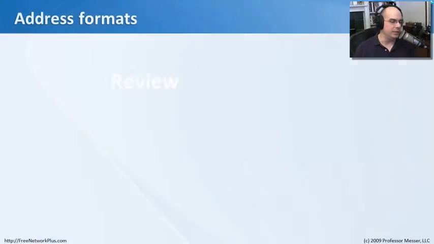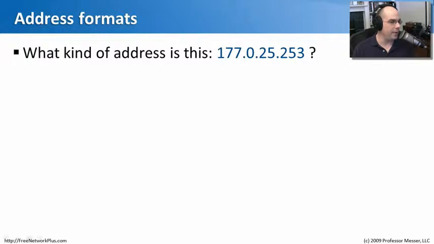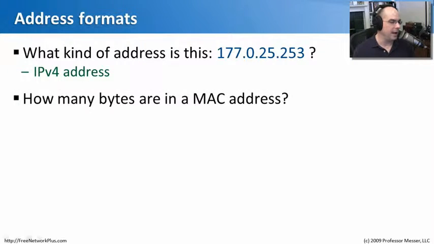Let's see what we've learned in this particular module on address formats. Our first question is, what kind of address is this? 177.0.25.253. Well, it looks very similar, of course, to an IPv4 address. Indeed it is. Our next question, how many bytes are in a MAC address? Well, if we add 3 bytes for our organizationally unique identifier and 3 bytes for the actual part of the address for the device, that counts up to 6 bytes, of course. And there's a good example of all 6 bytes written out individually in a MAC address.